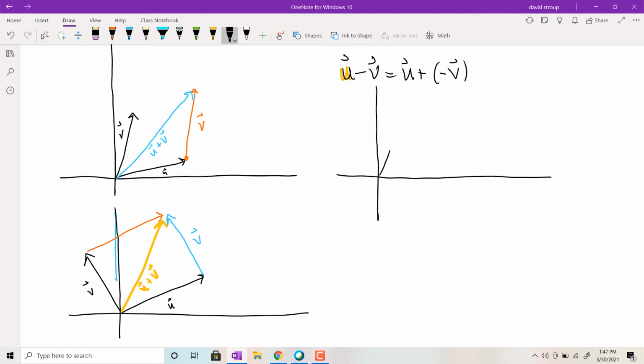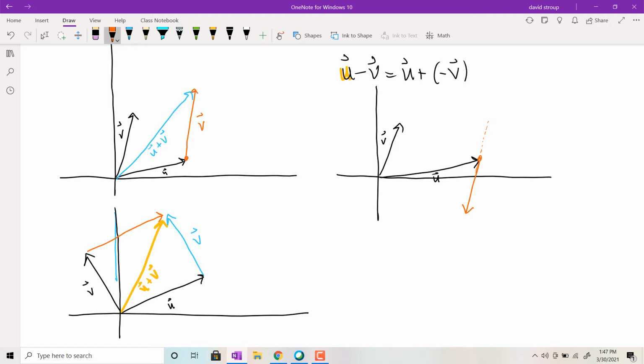Again, I'll just work with these two vectors to the left. This is vector v, and this is vector u. What I'm going to do is take vector v and attach it to the terminal end of u, just like I would for addition. But then, instead of drawing it in this direction, you take the negative of it, so you draw it in this direction.